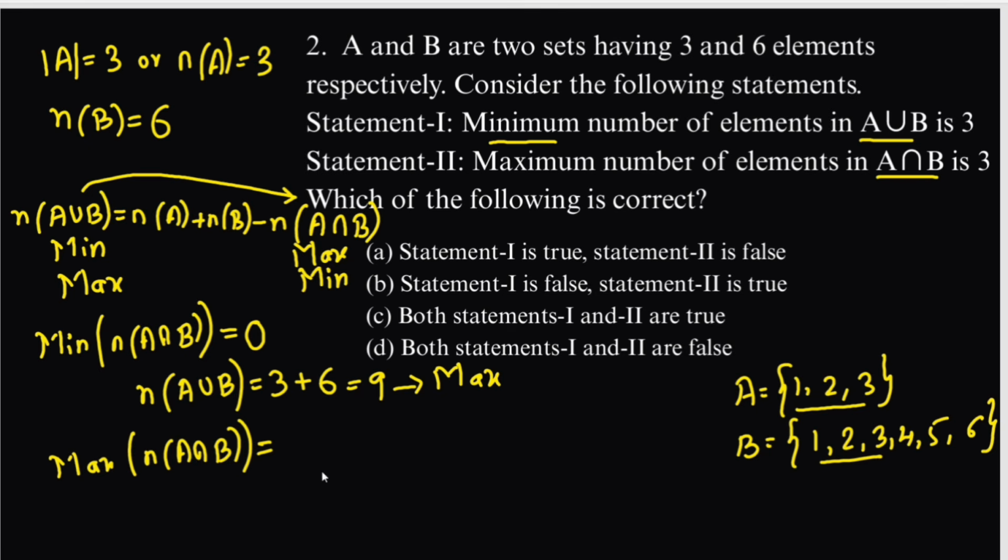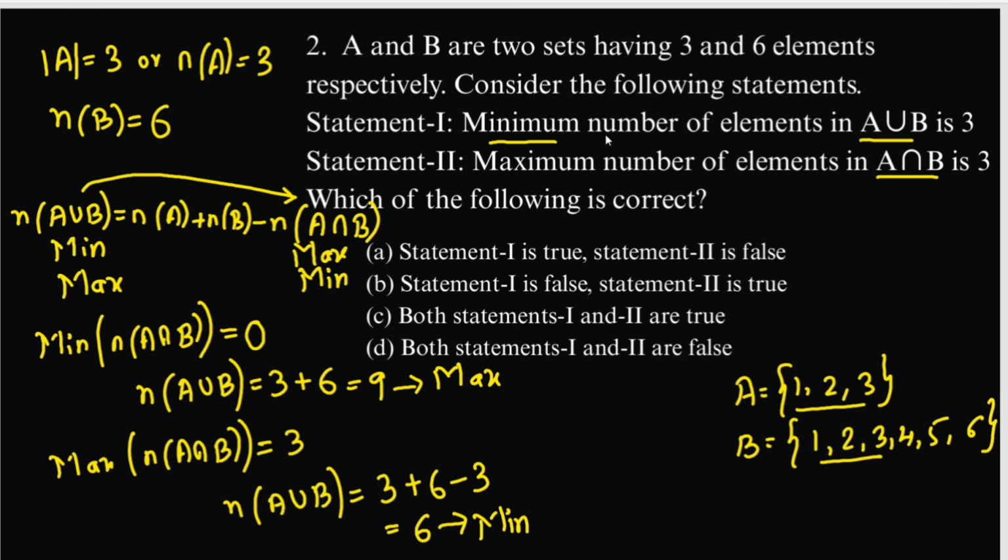Correct? I cannot write more than 3. So the cardinality of A intersection B, its maximum value, will be 3. So if A intersection B is maximum, then the cardinality of A union B will be minimum. What will be that value? Cardinality of A plus cardinality of B minus the cardinality of A intersection B, substituting in this formula. So what is the cardinality of A intersection B now? 3. So this will be equal to 6. Since I have taken the maximum of A intersection B, this will be the minimum of A union B.